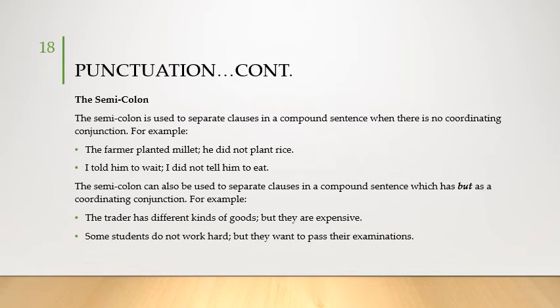Now, semicolon. The semicolon is used to separate clauses in a compound sentence when there is no coordinating conjunction. For example, the farmer planted millet; he did not plant rice. I told him to wait; I did not tell him to eat. These are clauses in a compound sentence, and therefore they should be separated by a semicolon, because we did not use a coordinating conjunction to link them up.